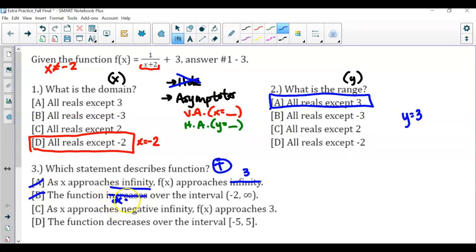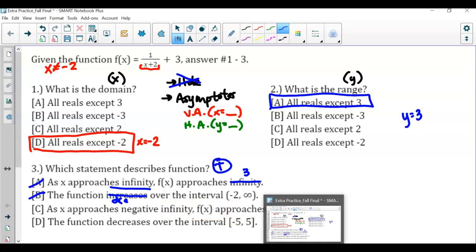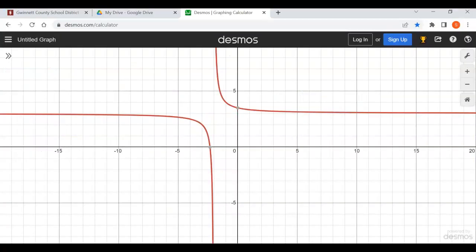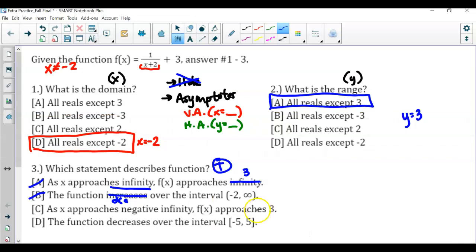There's only decrease. As x approaches negative infinity now, so as we're going to the left, f of x is approaching 3. So here, let's look back at our graph. As we're going to the left, towards our negative infinity, notice how the end is approaching that y value of 3. We're going up, right, but not all the way up to positive infinity. We are approaching 3. So the answer is C.